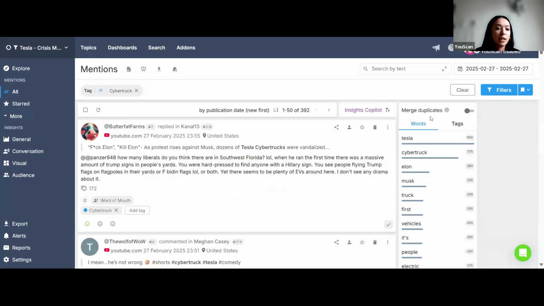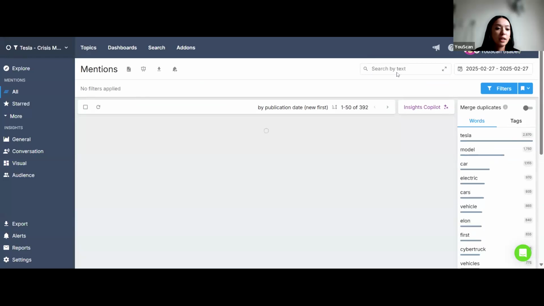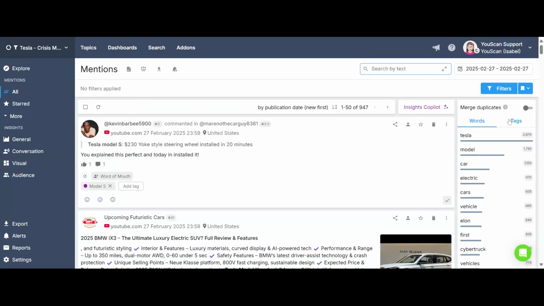So basically, for example, if we wanted to monitor when the brand is associated with sustainability, this is an aspect that YouScan may not have. How can I track all mentions related to Tesla and sustainability? I'm going to filter all mentions that are talking about this topic in the search by text, and I will create my tag. I won't focus too much on the technical part, just to show you that it's possible.